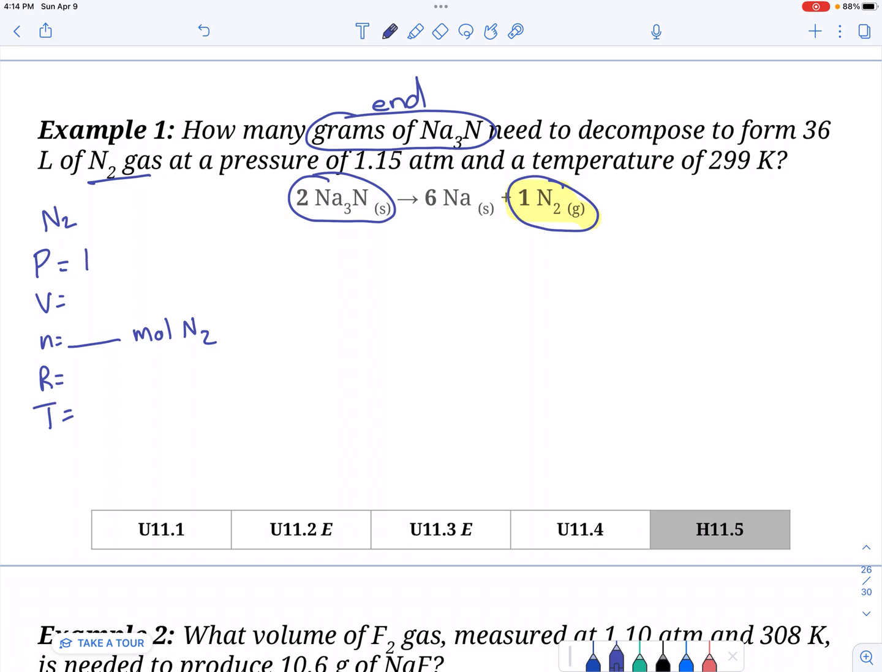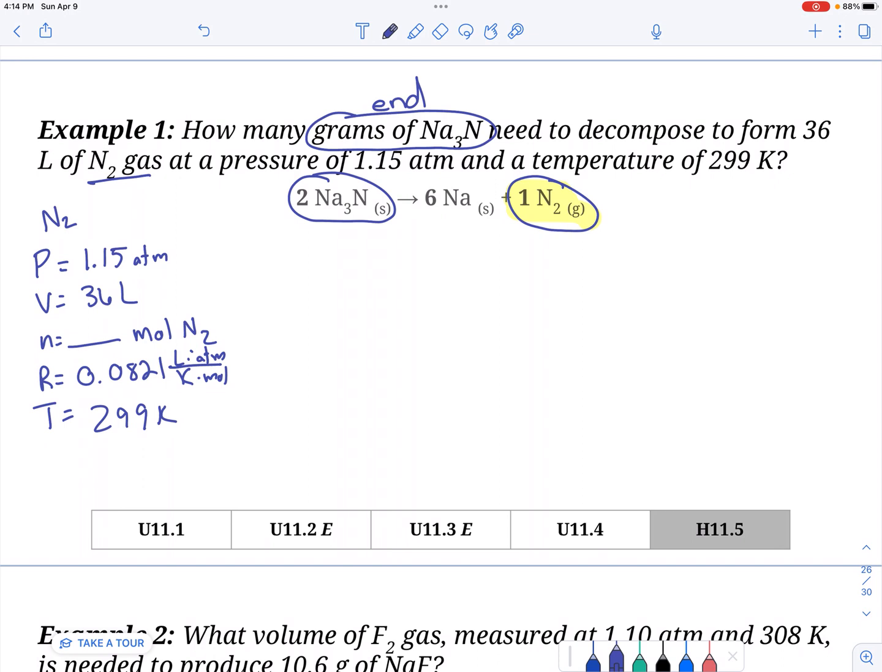We have a pressure of 1.15 atmospheres, a volume of 36 liters. R is still the same R because we're using the same units. And then we have our temperature of 299 Kelvin. Okay, so looking at this, I have enough information to solve the ideal gas law for the number of moles. All right, so that's going to be my first step on this one.